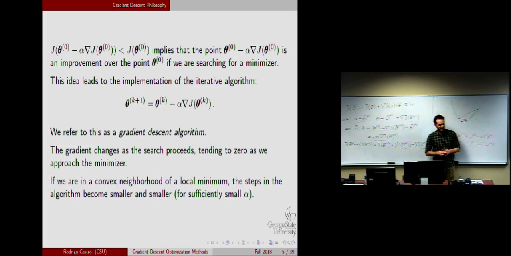So theoretically, you reach the minimizer when the gradient, all the components of the gradient, are zero. In practice, you stop whenever the function that you're trying to minimize is small enough, or the next iteration is not enough, it barely changes.